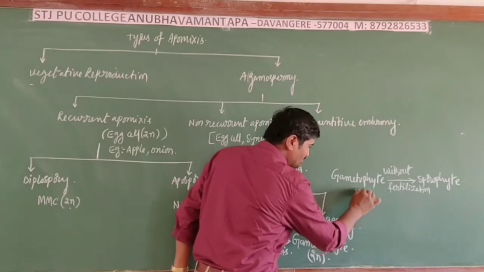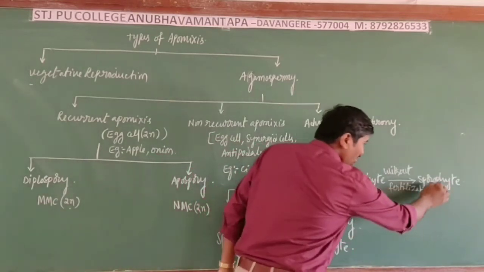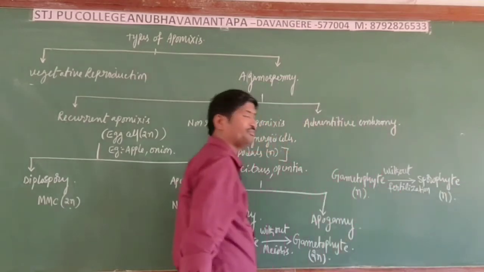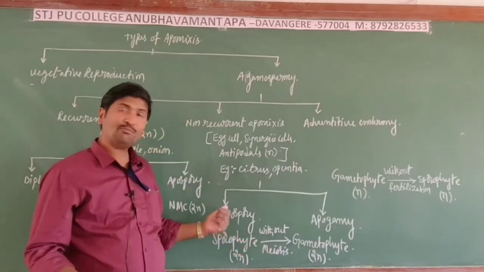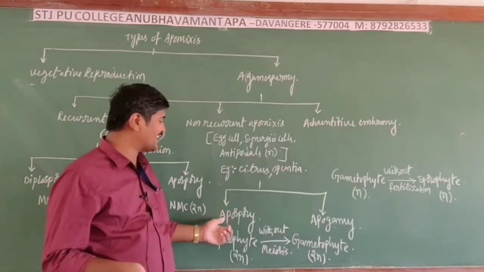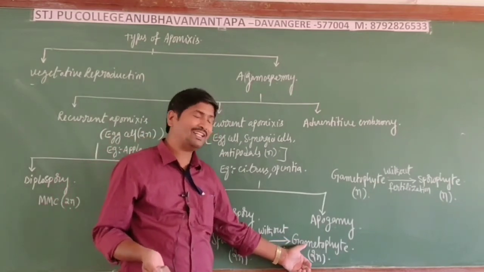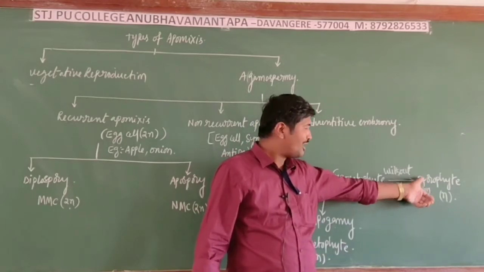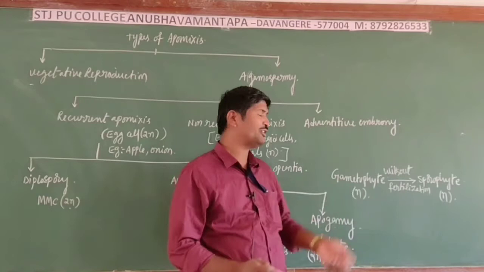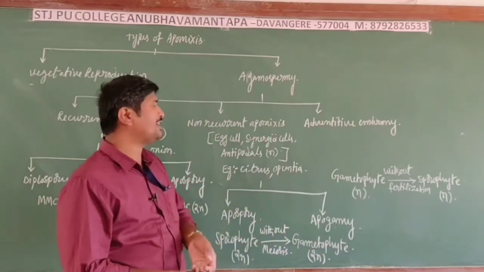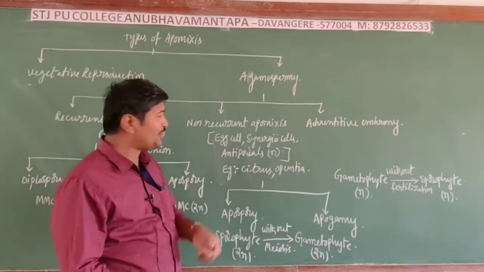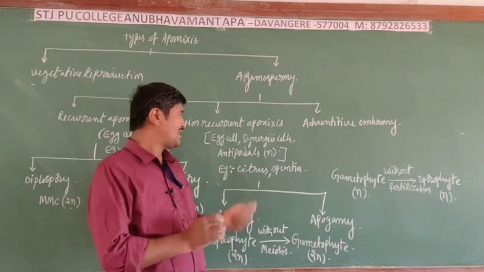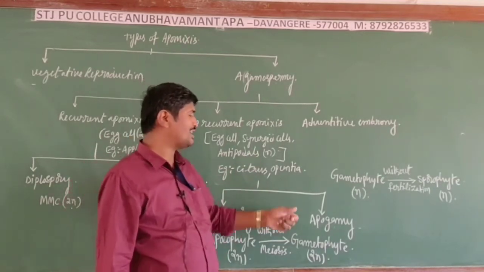What is the ploidy of the gametophyte? Haploid. Now the sporophyte developed from apogamy, which ploidy? Haploid. Generally in flowering plants, the sporophyte is diploid and the gametophyte is haploid. In apospory, the diploid gametophyte is developed from the diploid sporophyte. In apogamy, the haploid sporophyte is developed from the haploid gametophyte. So this is known as non-recurrent apomixis, where the embryo is developed from the haploid cells such as the egg cell, synergids and antipodals. Again, there are two types, apospory and apogamy.